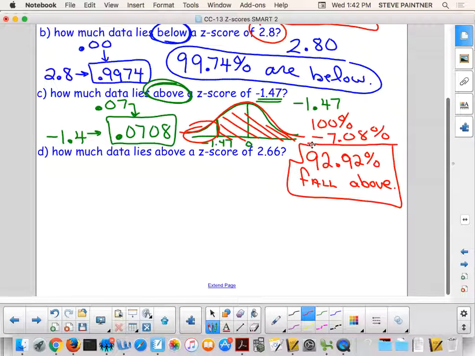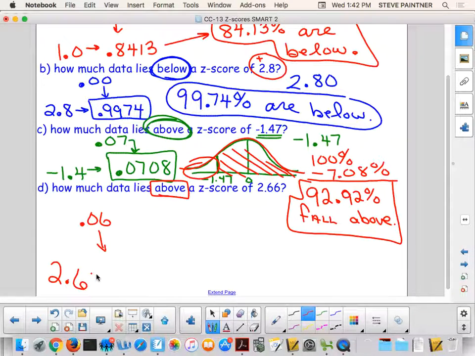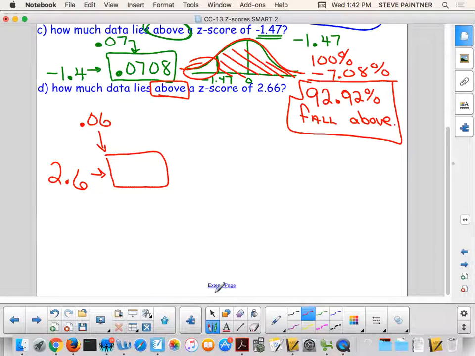Okay. Last question. How much data falls where? Above. Careful with above. Above messes you up because the yellow worksheet says below. It doesn't say above. That's 0.9961. And that's what falls where? Below. 99.61% is below.